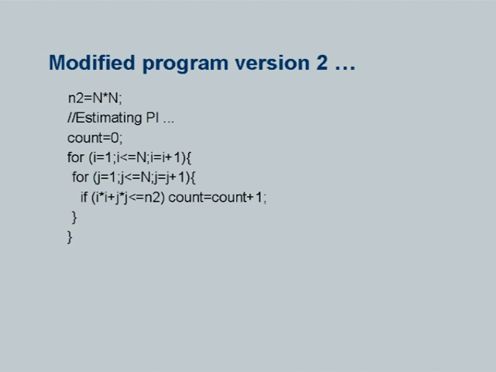Observe that this particular multiplication is eliminated from inside the loop which executes n square times. So as I said, should I expect 1/3 reduction in computation time? Well, when I run this modified program version 2, I actually don't get any betterment of the time. In fact, I think that slide is missing, but let me go back two slides.